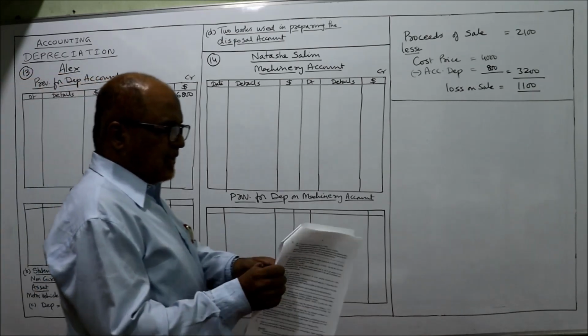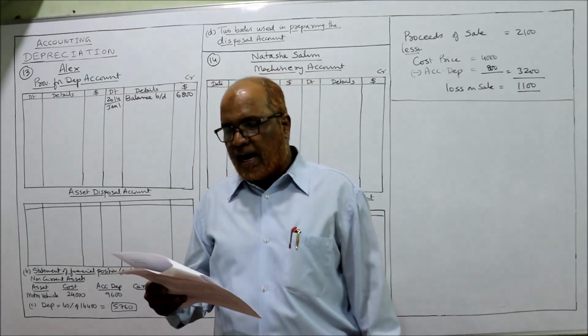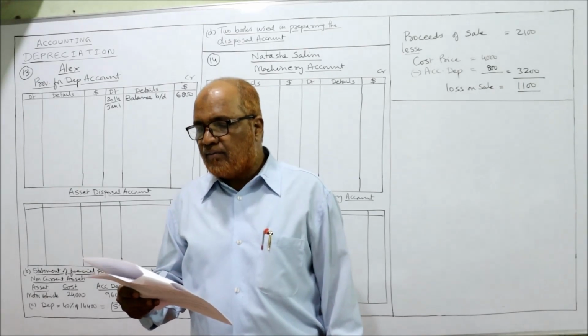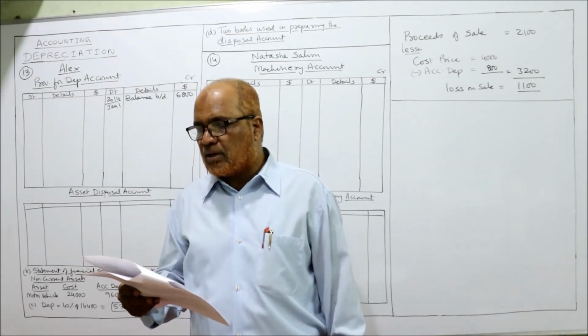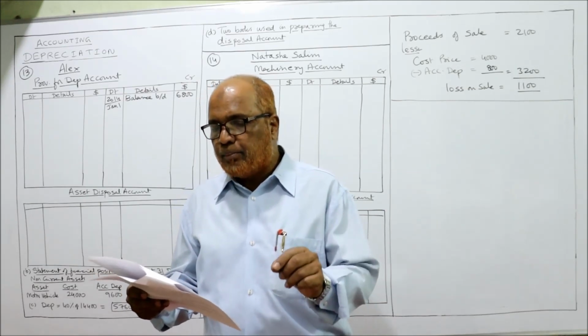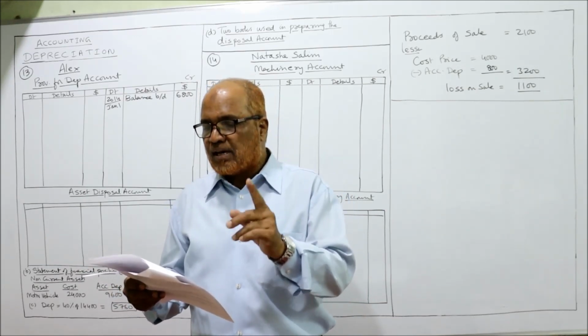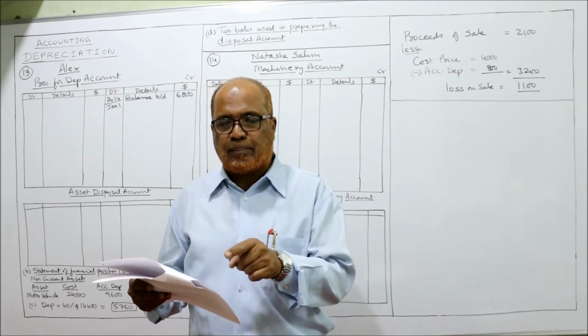Come on, see the 13th problem. On 1st January 2014, Alex had a motor vehicle with the original cost of $17,000 on which depreciation of $6,800 had been provided. So on 1st Jan 2014, he is having one motor vehicle, original cost, depreciation.